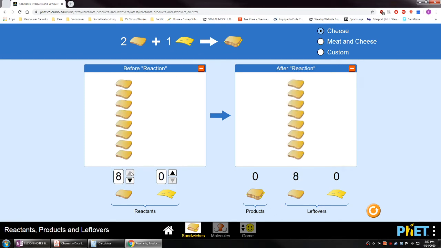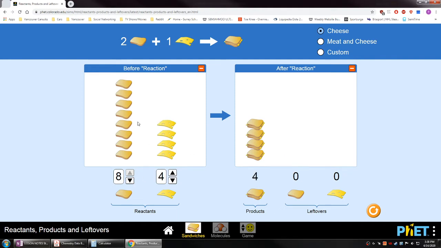If you have, for example, 8 pieces of bread and only 1 piece of cheese, you're going to make one sandwich, but you're going to have a lot of bread remaining. In this case, your bread is your excess reagent. Your cheese is your limiting. As you keep on adding more cheese, you're going to start using up that bread. Eventually, you can reach a case where you have a perfect reaction where both of these are fully used up. You're going to need 8 pieces of bread for 4 pieces of cheese.